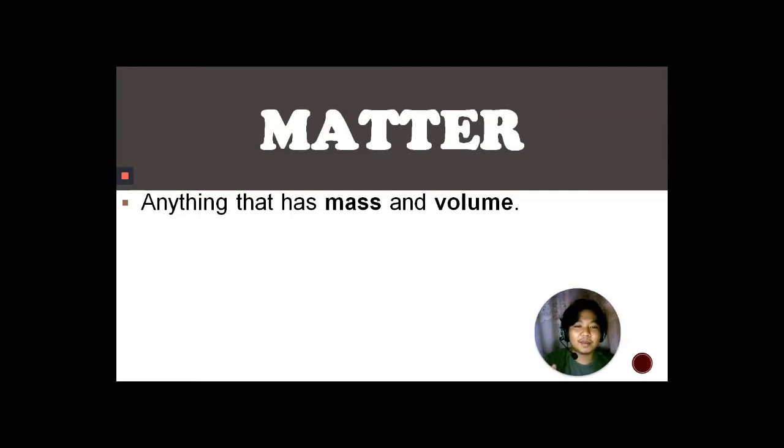Nagmamatter ba sa'yo yung mahal mo, di ba? Or nagmamatter ka ba sa crush mo? Just ask yourself, do I have a mass? Do I have a volume? If you have both, kailangan lang nandyan pareho kasi pag may isang wala, that's not a matter anymore. Technically, you matter to him or her because you have both mass and volume. So don't you worry, I got you. I'm telling you, you matter to your crush. Well, at least from a chemist's perspective, in our chimek. So mga chimek natin dyan.